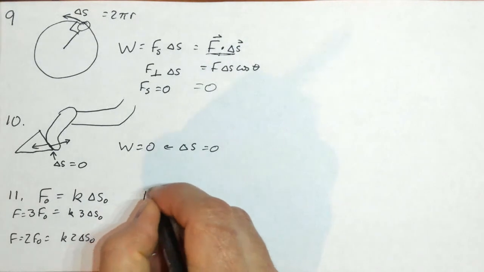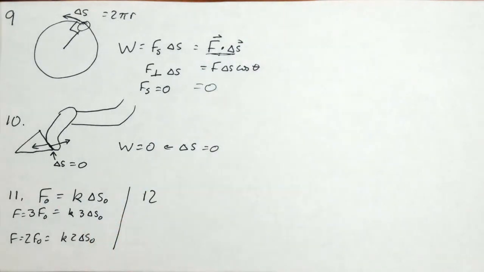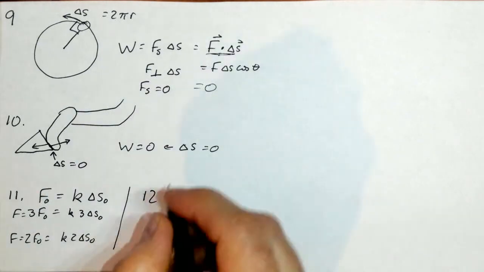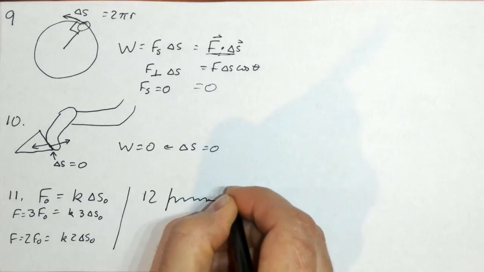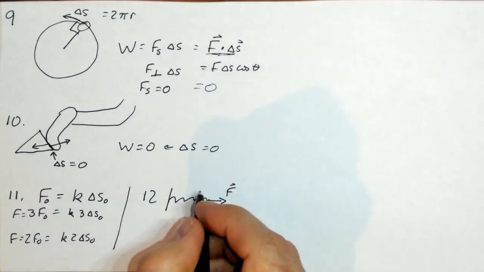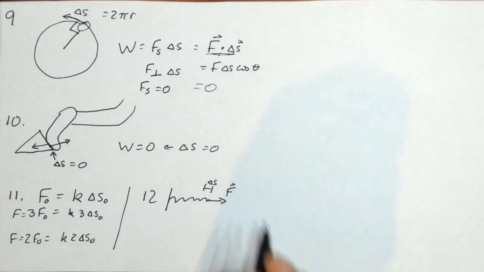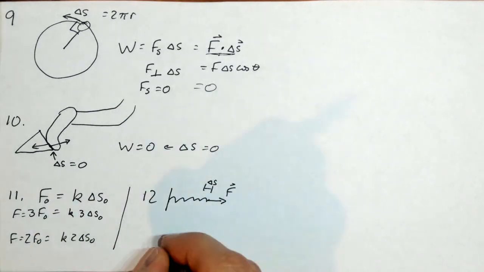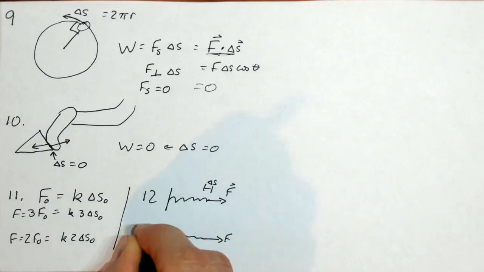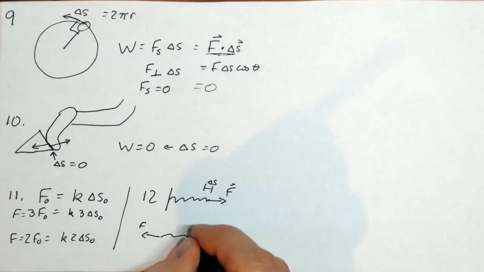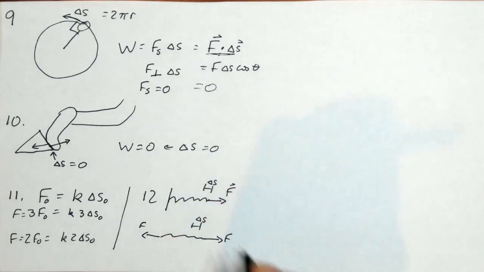Okay, 12. Let's do 12 here. This is a good one too. And so you attach a spring to a wall and then pull on it with some force. And it stretches a certain amount, delta S. And then you take that same spring and 2 people pull on it, each with the force F. And the question is how much has this spring stretched in this case? So go think about that one.